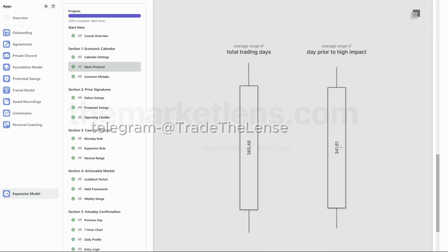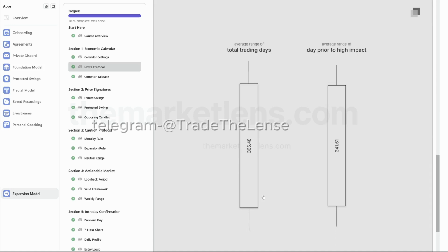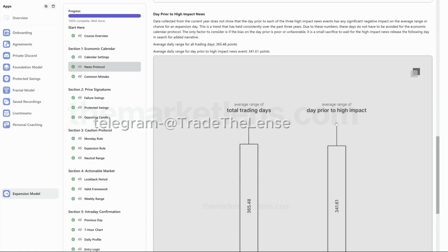But this was showing the average range of total trading days is 365. So if you take every day from this past trading year in 2024, the average is 365 from high to low, the range. And if we take every day before a high impact news event, which is still a pretty good sample size, it's 341. There's not really a significant difference here to really blame news as its own thing to say that this is impacting the daily range to that significance.